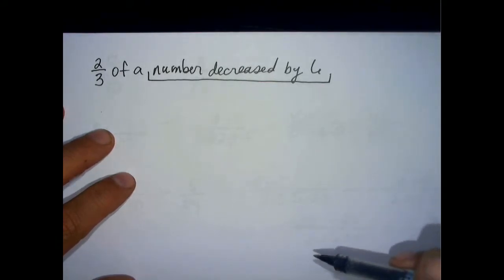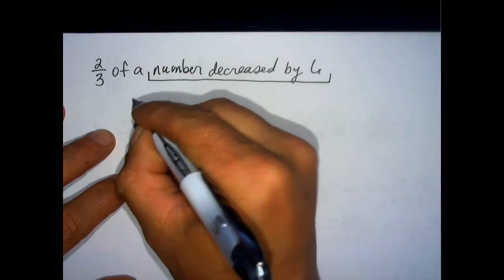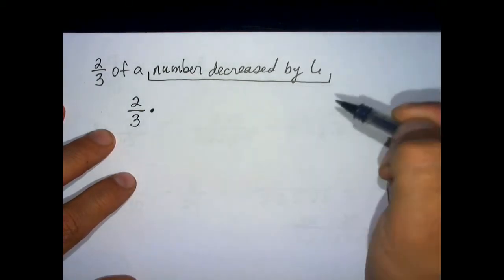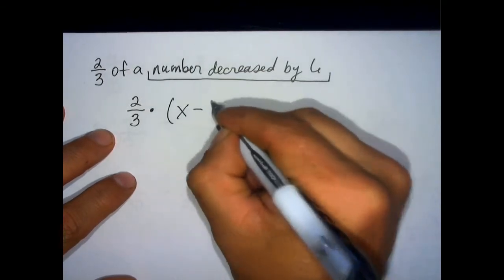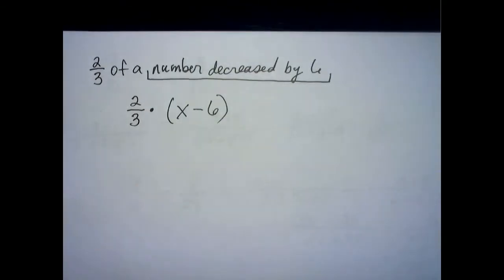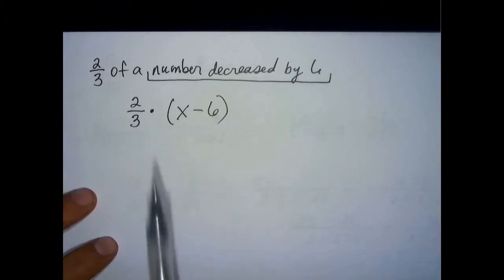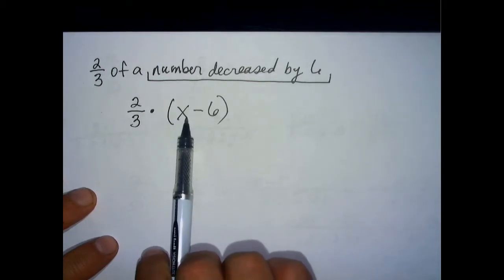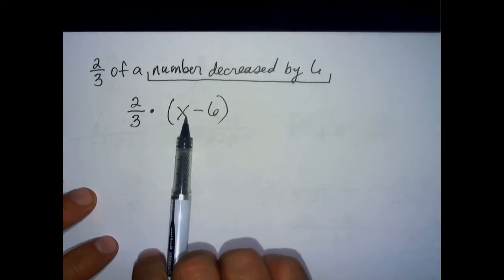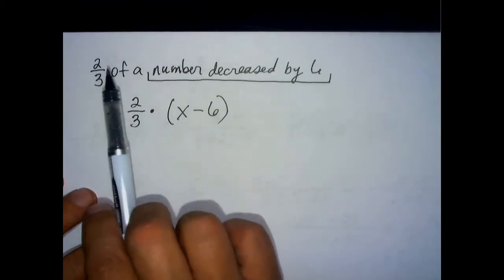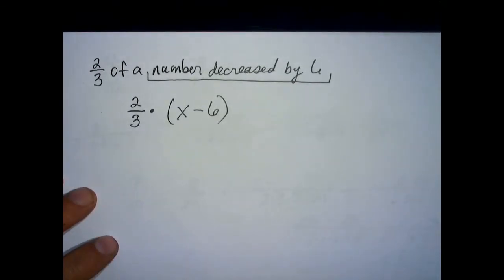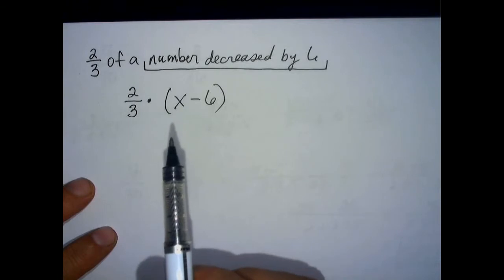That would be 2x. No, 2/3, thirds, sorry, of a number decreased by 6. Of is multiply. A number decreased by 6, you do first. You put it in parentheses. And 2/3 of a number decreased by 6. Okay. Got it.